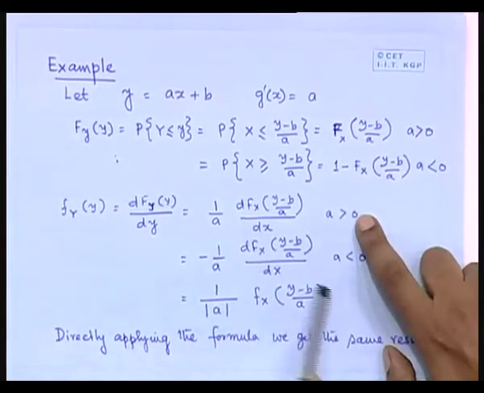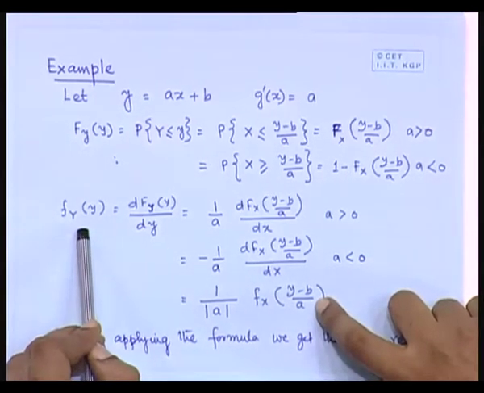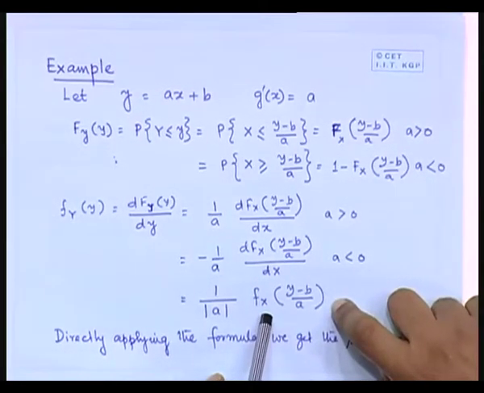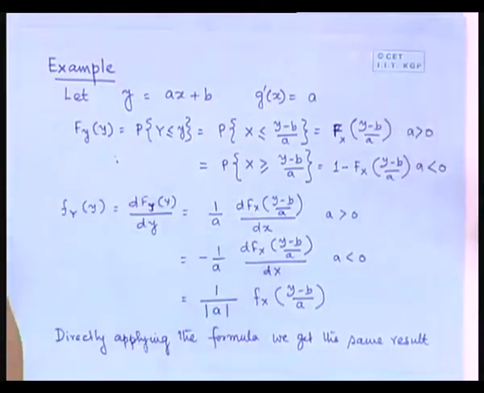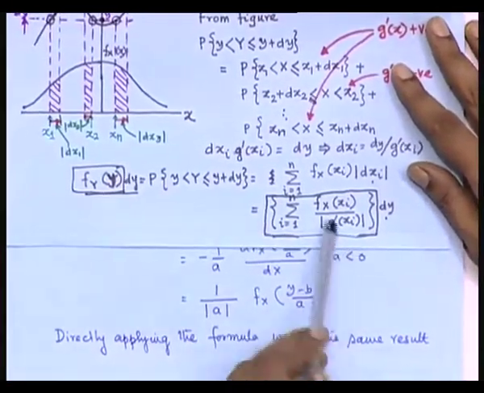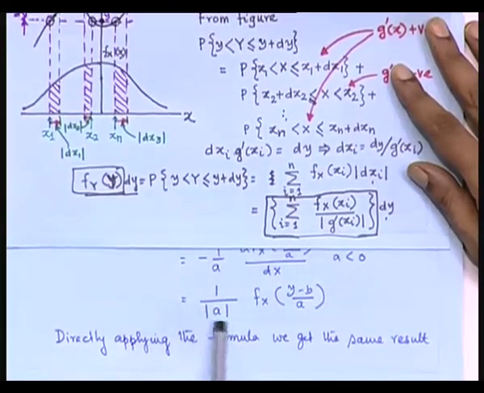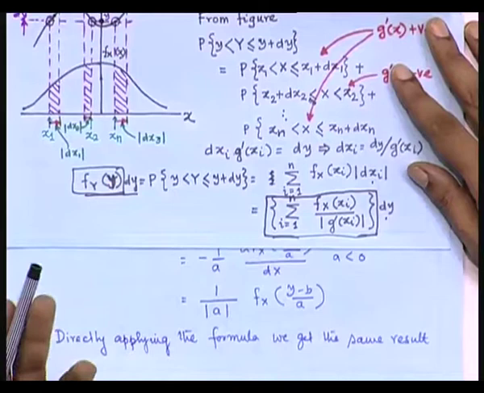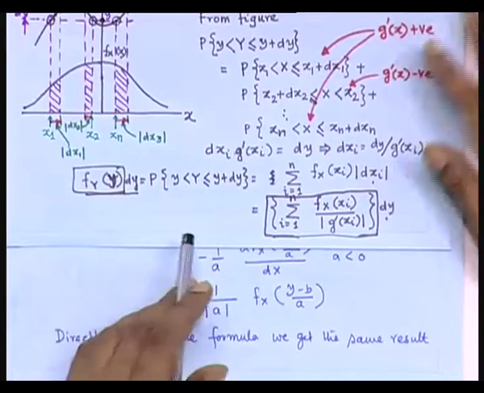So this is the probability density function of y given the probability density function of x. And you can see we sort of obtained this from common sense principles. Now you can put it in the formula. If you put it in the formula, you will get the same thing. See, we are getting this mod g dash xi is this mod a, and fx xi is this fx of (y minus b) by a. So we are getting the same thing, and we have only one root because of that function. So it is the same thing.